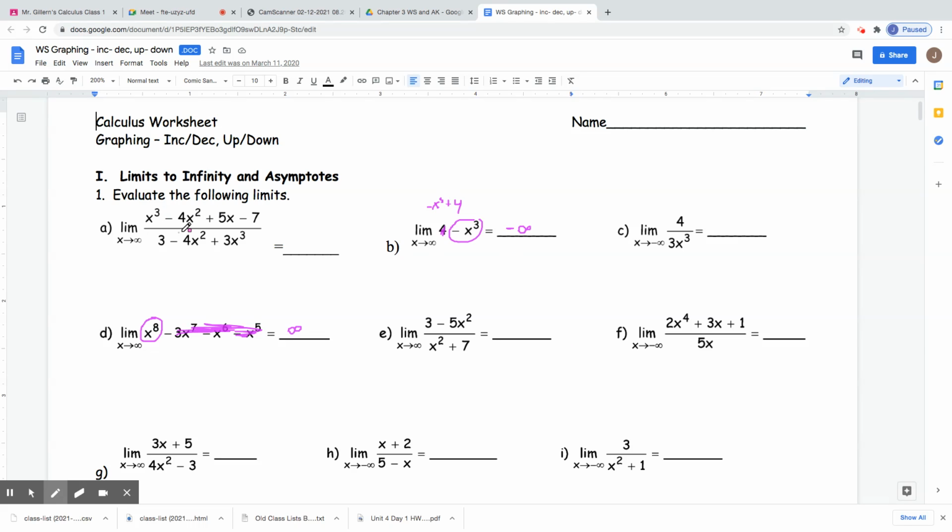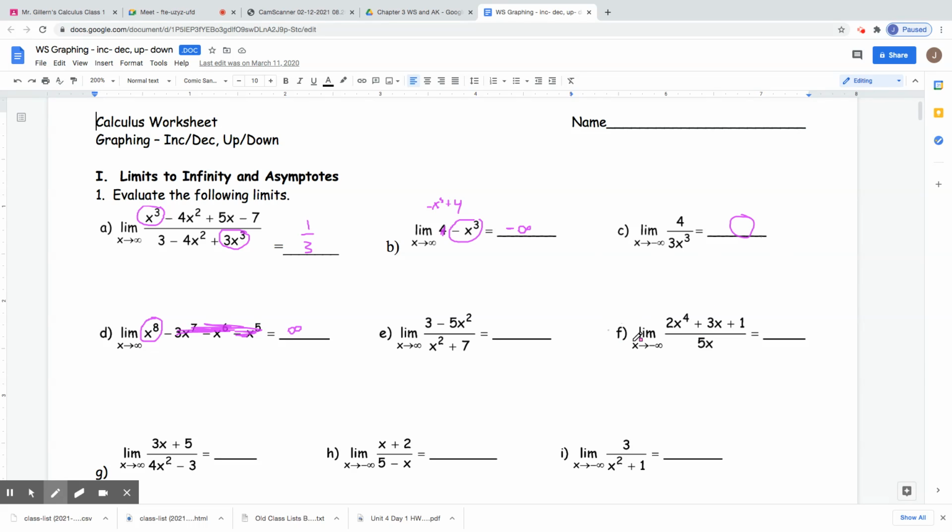So if you look at A, this has a degree of 3. This has a degree of 3. That's the highest. Notice the bottom is not in the correct order, so you've got to be careful. So they both have the same degree. So you take the coefficient. The coefficient on top is 1. The coefficient on the bottom is 3. So the answer is just 1/3. Simple as that. Look at something like C. There is no x on the top, which means the degree is 0. The degree is 3 in the bottom. The degree is larger on the bottom. Love that. It's 0.